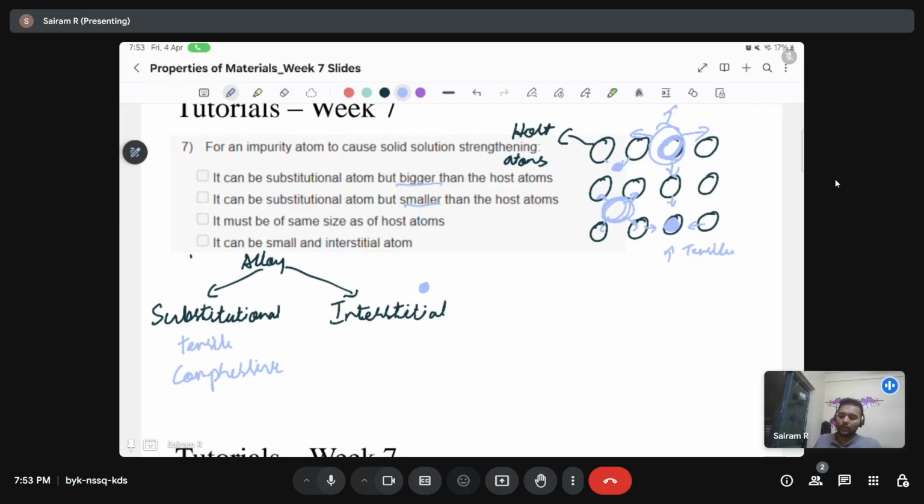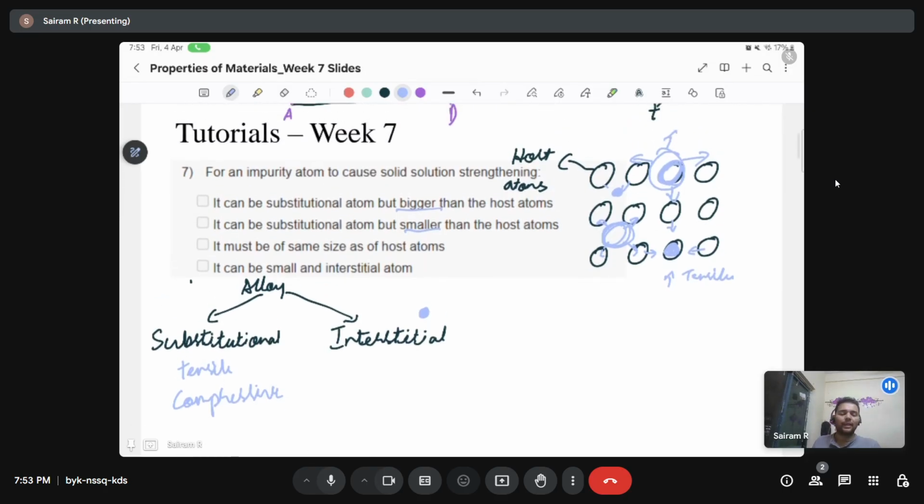So I'll have to add a lot more energy. I will have to stress my material a lot more for it to be able to move these localized strained regions from one end to the other, right? So this is the fundamental mechanism of how solid solution strengthening works. Okay, so my substitutional atom can be bigger, can be smaller, and it can be a small interstitial atom as well. It can be any of these things.